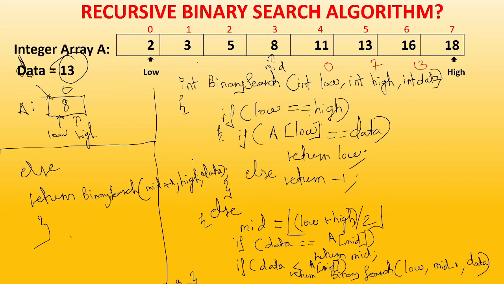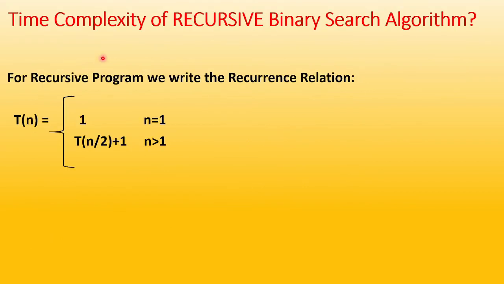So if after applying this also you are not getting it, then you can say that the data is not present in the array. So this was all about the recursive binary search algorithm. Now we'll see how to find the time complexity of the recursive binary search algorithm. To find it, we have to write the recurrence relation. A recurrence relation is nothing but a mathematical equation we derive based on the algorithm.